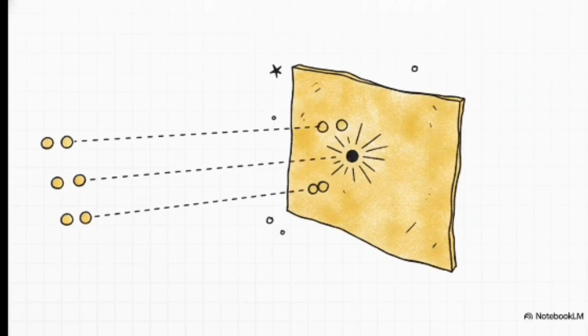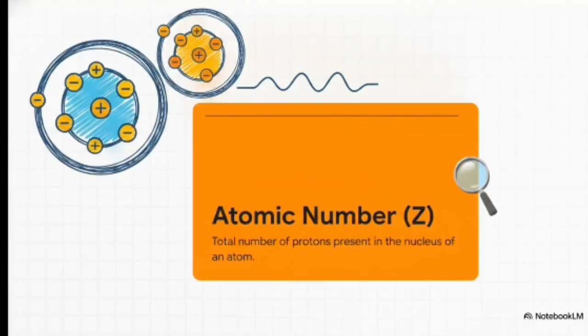So the huge takeaway here is that an element's entire identity is defined by its atomic number. We represent this with the letter Z. That number is exactly, precisely how many positive protons are sitting right there in that central nucleus. Oh, and a perfectly neutral atom? It's going to have the exact same number of negative electrons flying around outside to balance it all out.